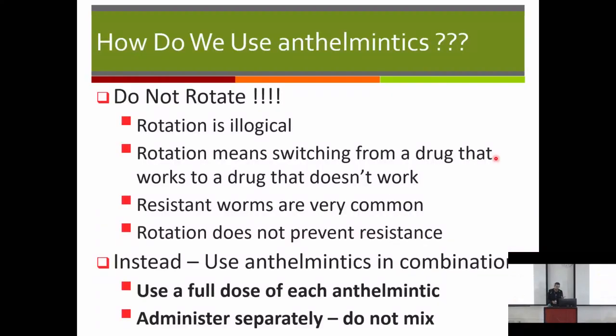I think rotation is illogical. Why? What you are trying to do is switch from a drug that is not going to work to a drug that is going to work. And resistant worms are very common, we know about that. Rotation does not prevent resistance. How can you prevent resistance if you rotate these anthelmintics? You can't. The resistance is already there.